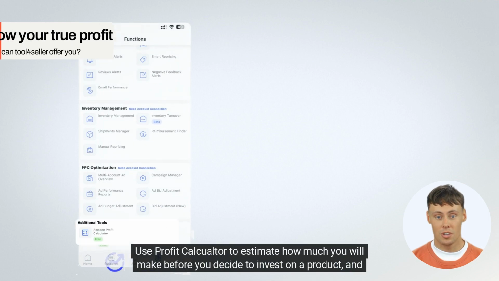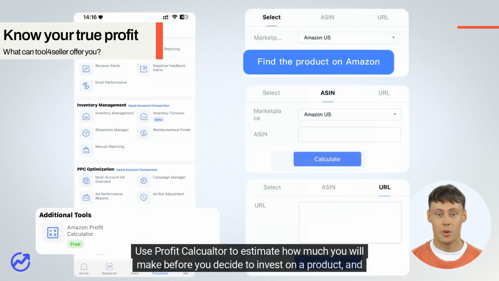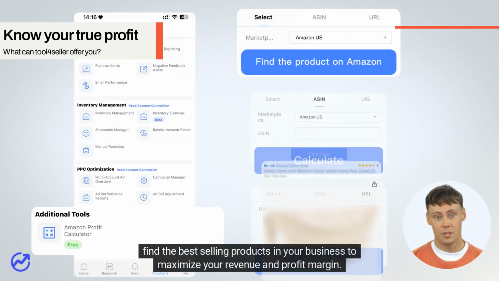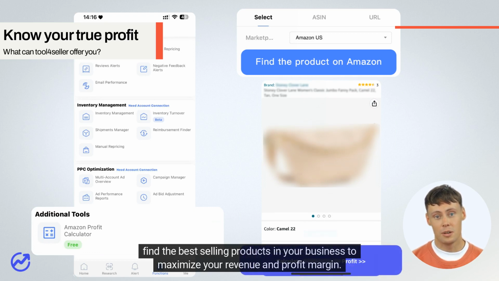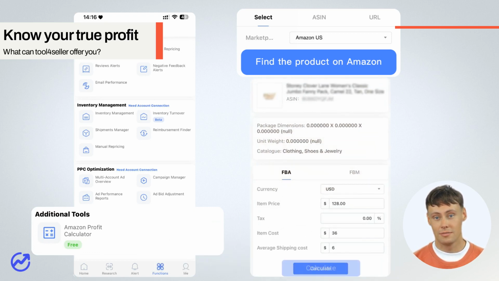Use Profit Calculator to estimate how much you will make before you decide to invest in a product, and find the best-selling products in your business to maximize your revenue and profit margin.